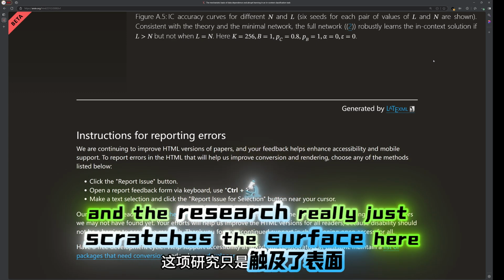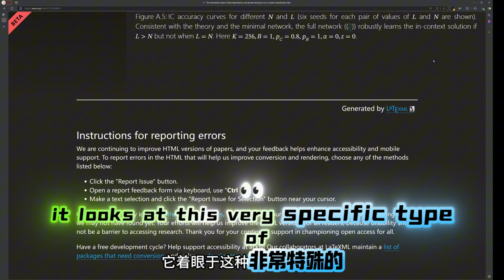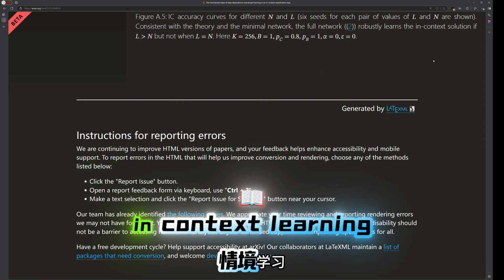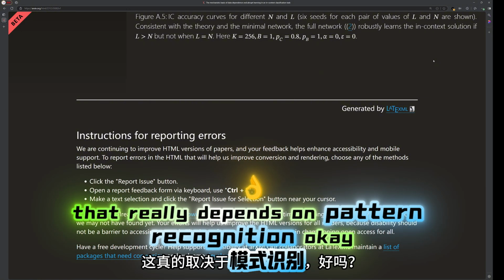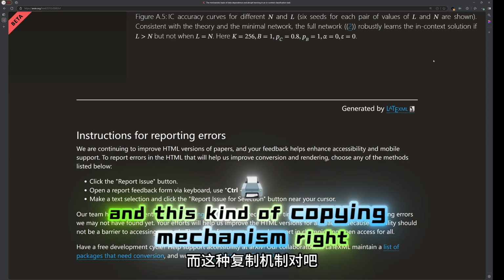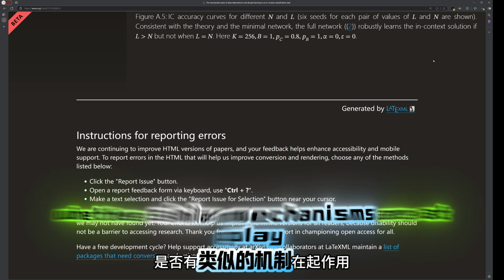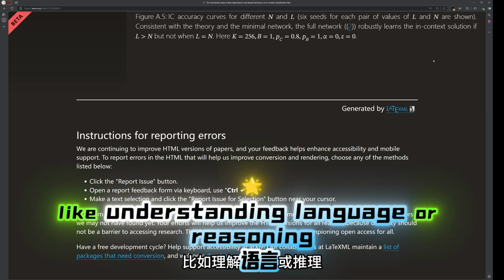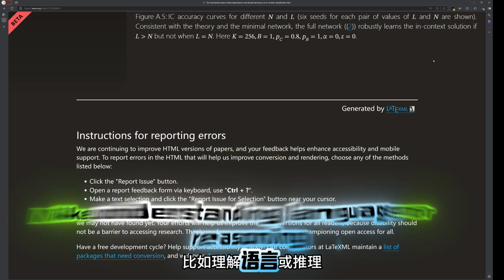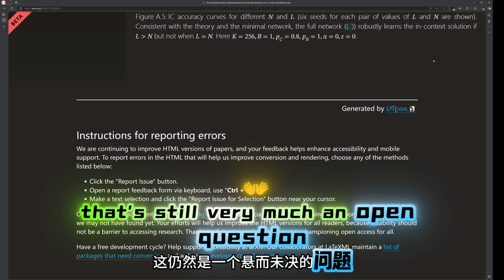Right. And the research really just scratches the surface here. It looks at this very specific type of in-context learning that really depends on pattern recognition and this kind of copying mechanism. Whether similar mechanisms are at play in more complex situations, like understanding language or reasoning, that's still very much an open question.